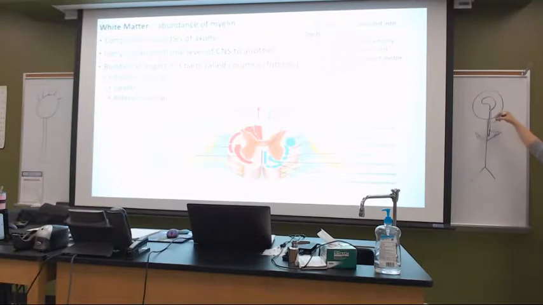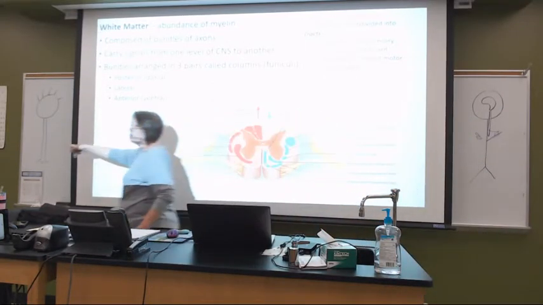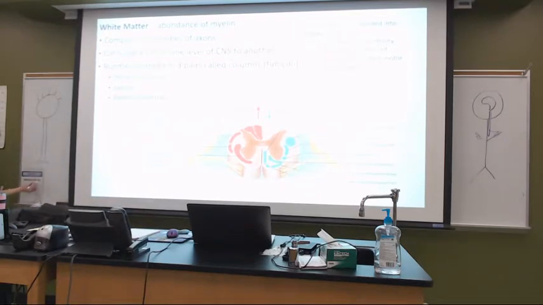Because it's synaptic contact. When a synapse occurs, a synapse can occur to another neuron. It can occur to a muscle. It can occur to a gland. Do you guys see where I'm going with this?